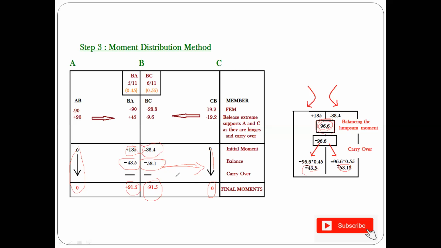So once you have done it with this, you can add all the values right from the initial moment. Make sure you're supposed to start from the initial moment, and you should never take this top value because you have compensated this value and modified it as your initial moment. So your analysis starts from the initial moment, your balancing, and your carryover. So with this, you're getting your final moments.